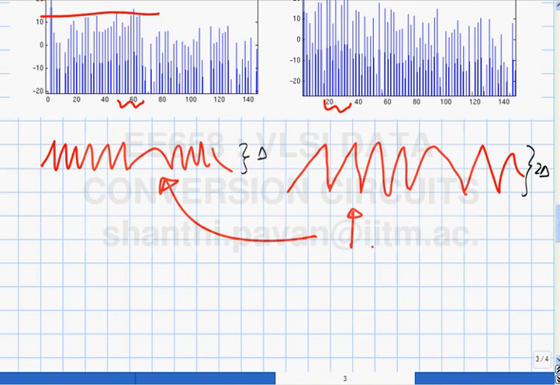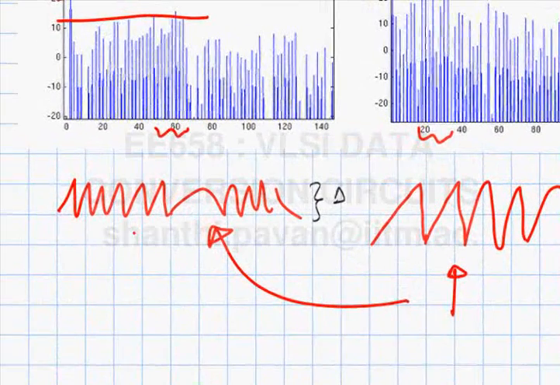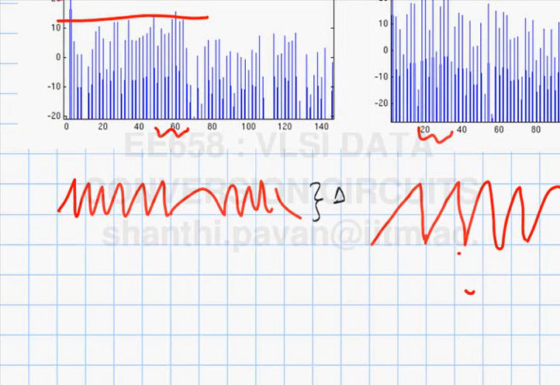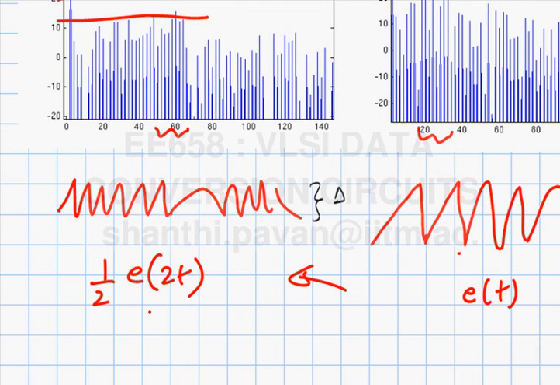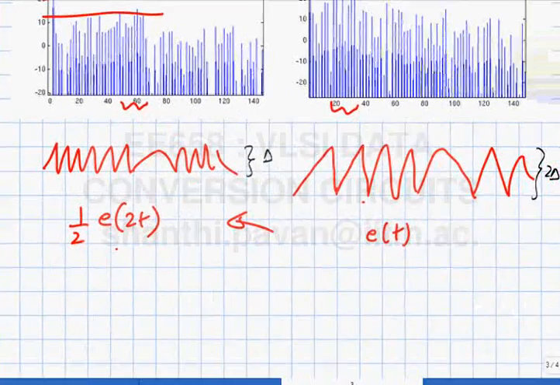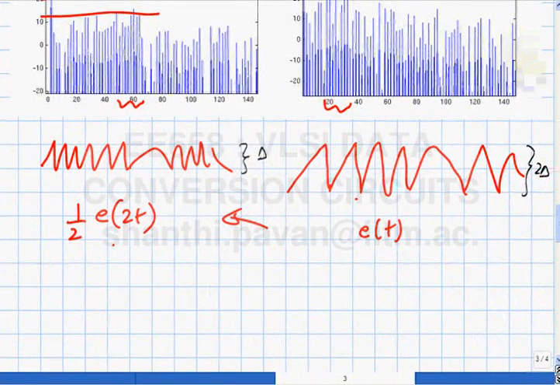But the other thing is that this waveform is twice as fast as this waveform. If this is some E of t, this is basically 1/2 E of 2t. Intuitively speaking, if a waveform is scaled in time, what can you conclude about its frequency content? If it's compressed in time, the frequency band must increase.